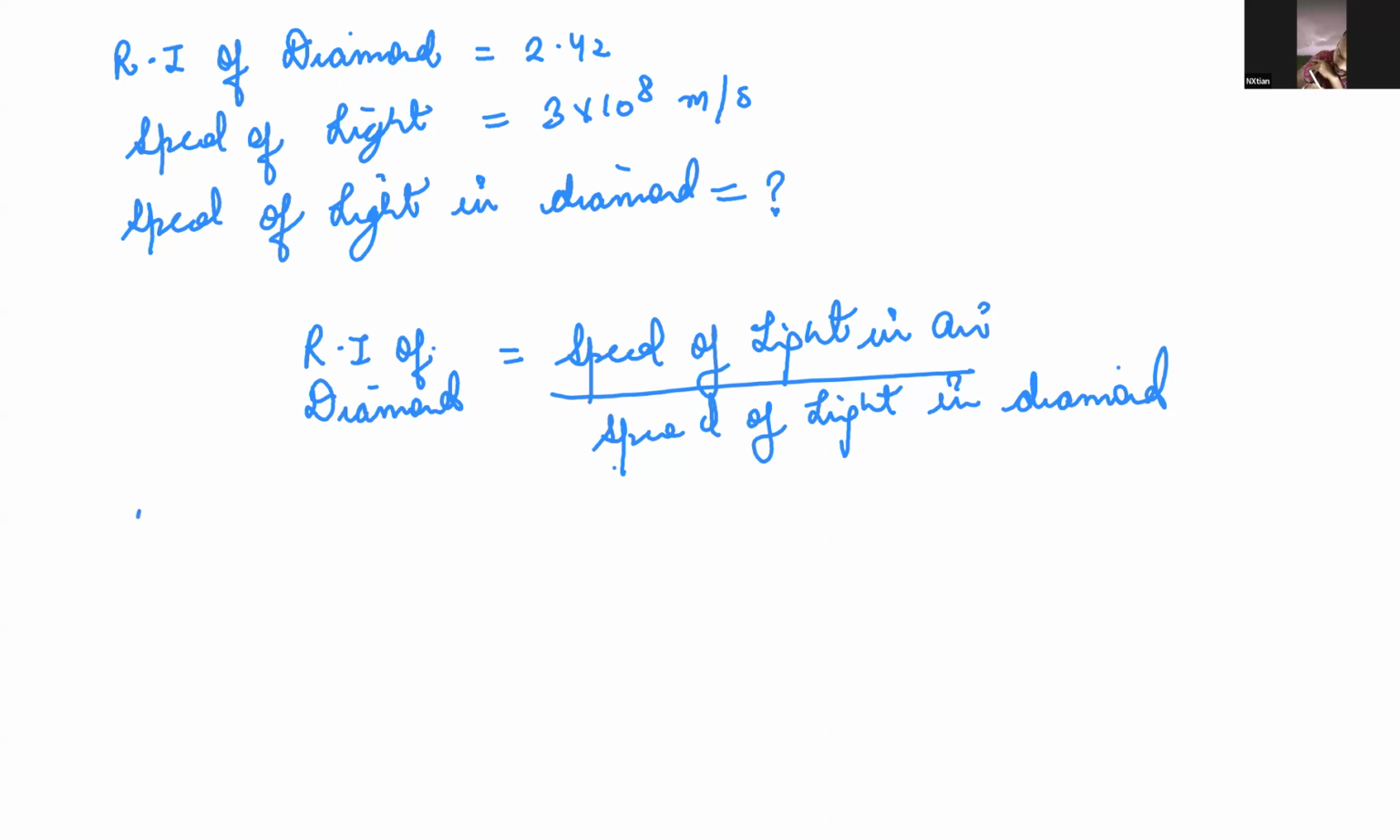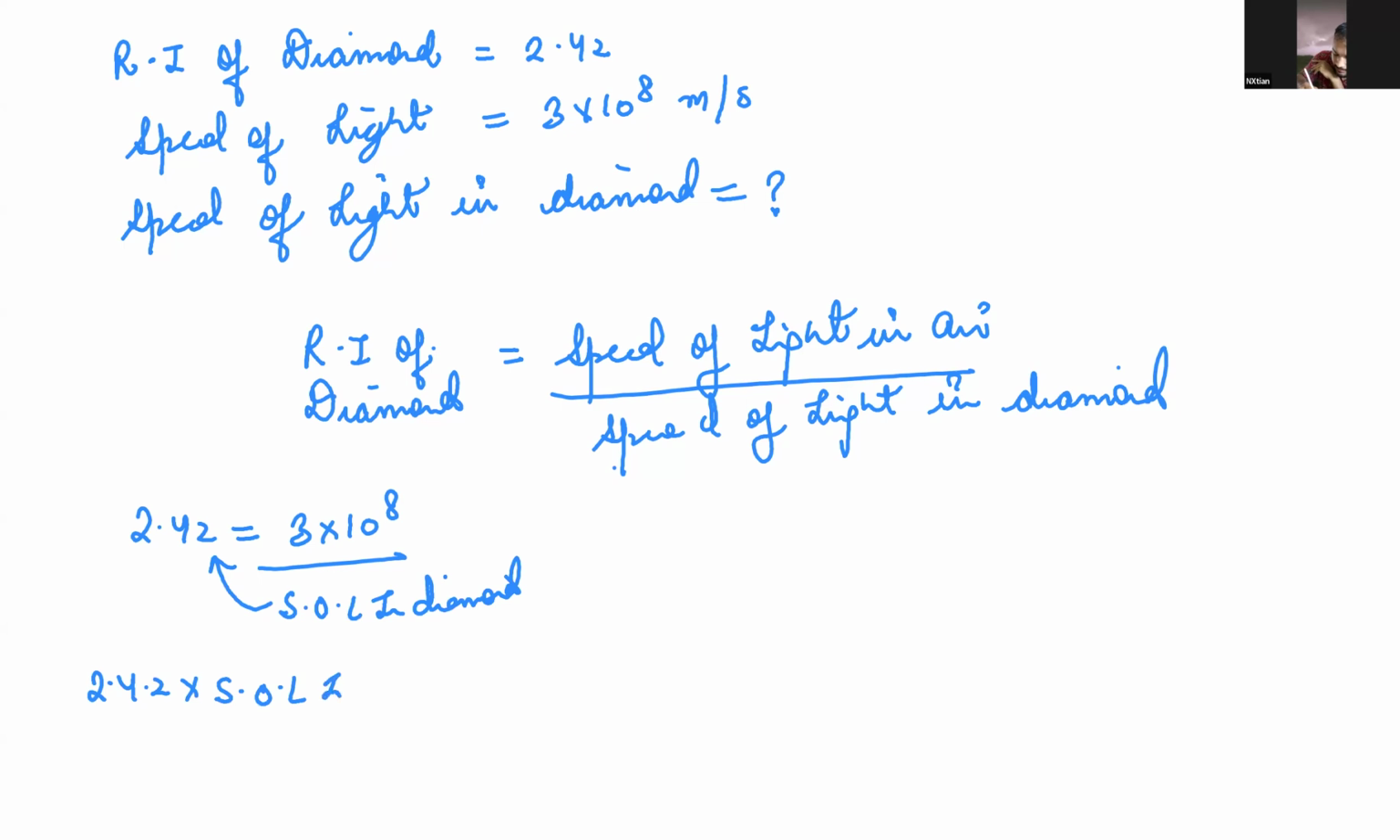Now, the refractive index of diamond, 2.42, is equal to the speed of light in air, 3 into 10 to the power 8 meter per second, upon the speed of light in diamond. Now this will go this side. It will multiply: 2.42 into speed of light in diamond is equal to 3 into 10 to the power 8 meter per second. Understood?